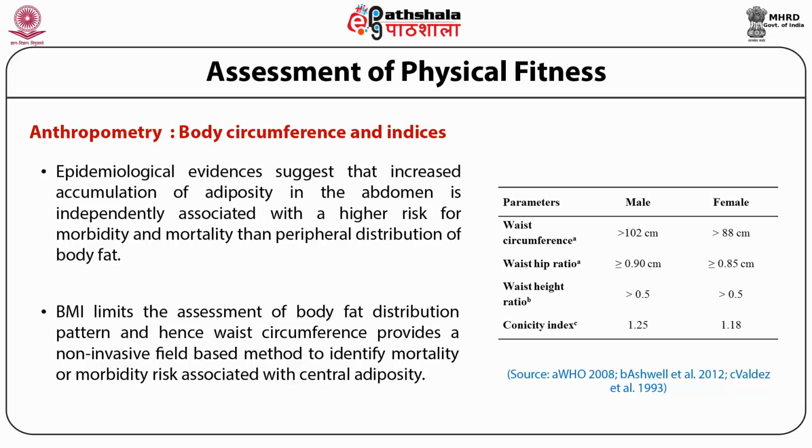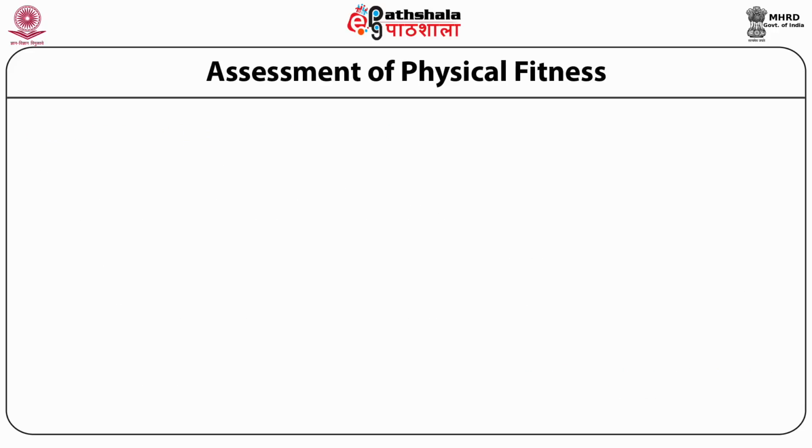There are several anthropometric indices which can be computed using the waist circumference to find out the adiposity, which are clearly seen from this picture. Now let's have a look how we can use the skin fold thickness measurement to assess the body composition.